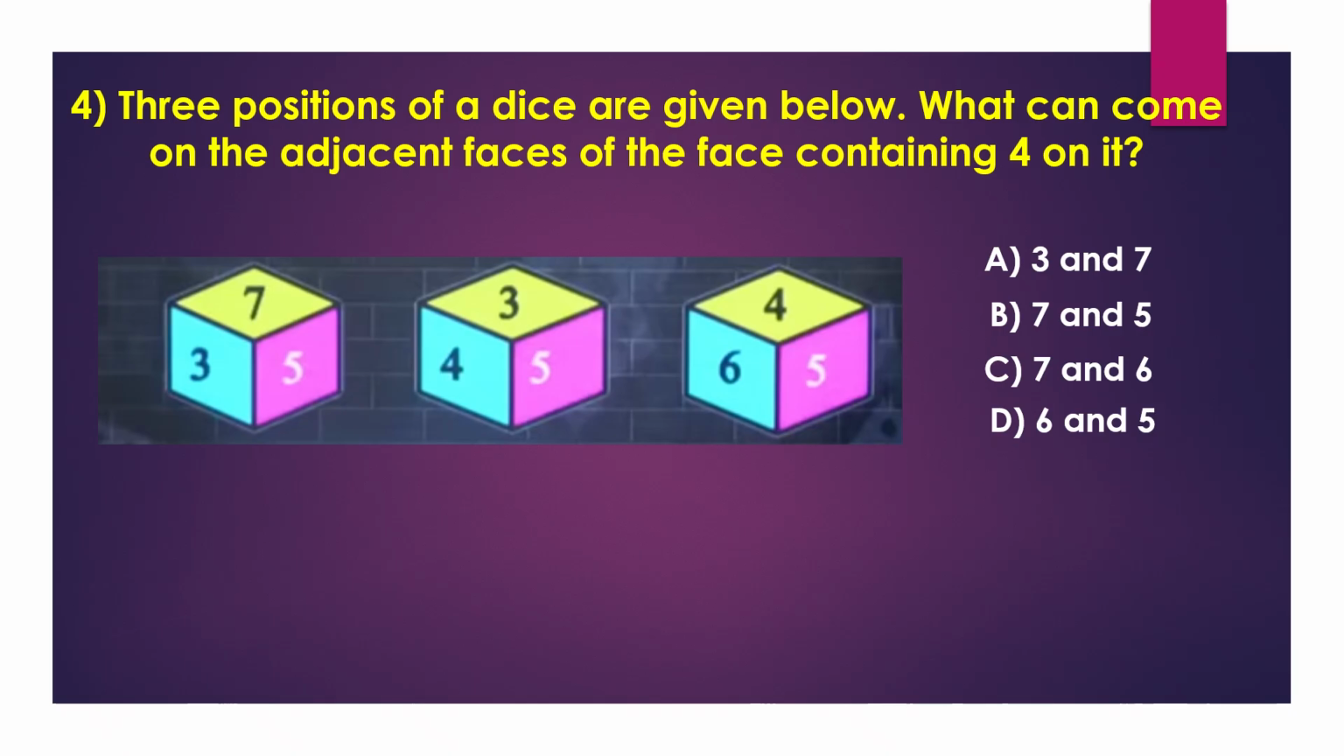Fourth question on your screen and your timer starts now. Three positions of a dice are given below. What can come on the adjacent faces of the face containing 4 on it?